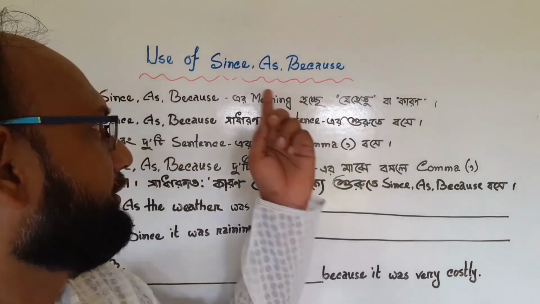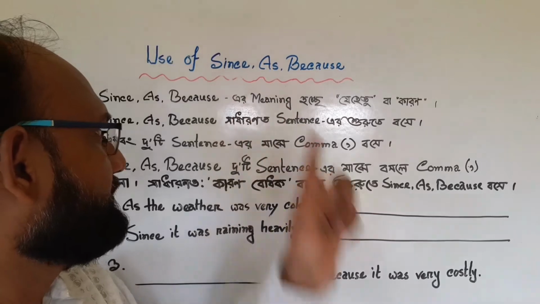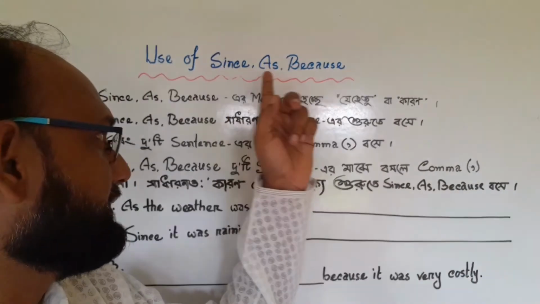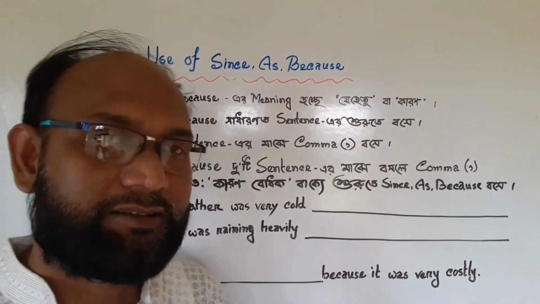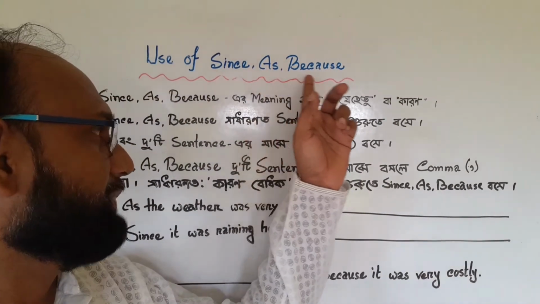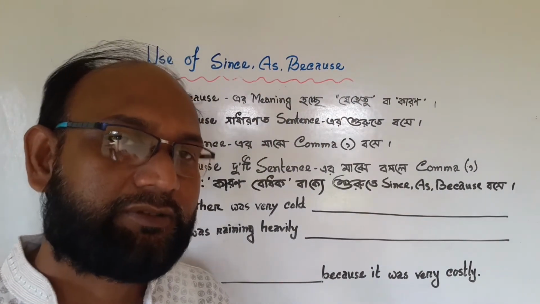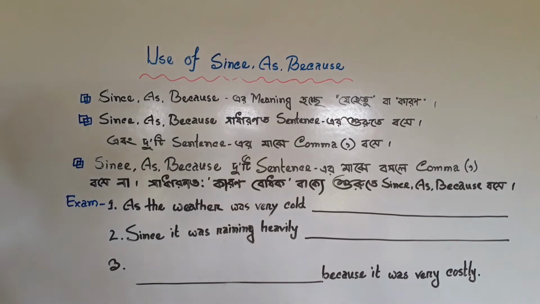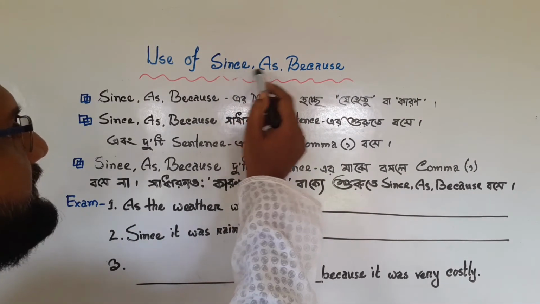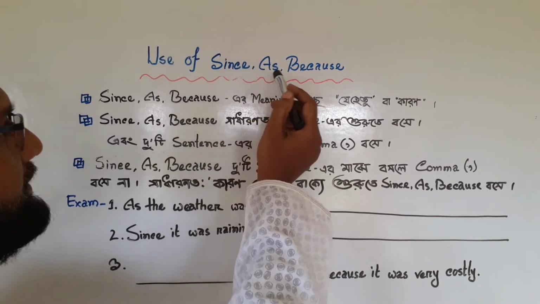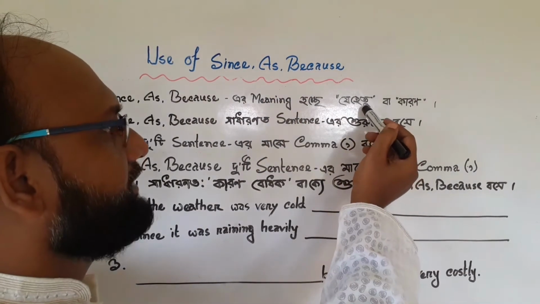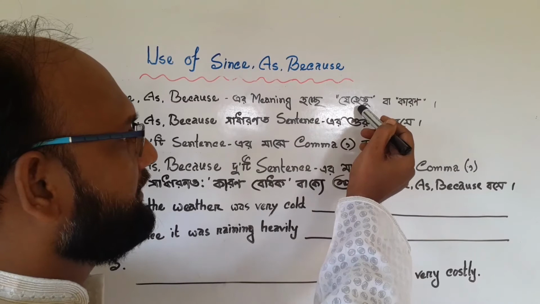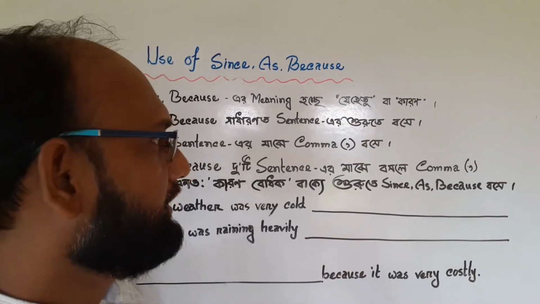Hey learners, look at this. Use of since, as, because. I have written 3 words here: since, as, because. Do you know what they are? Since, as, because are subordinate conjunctions. Do you know the meaning of these words? The Bengali meaning of these words is jehetu ba karon.